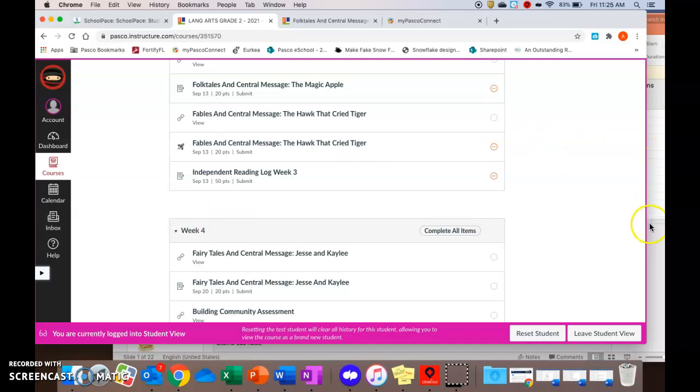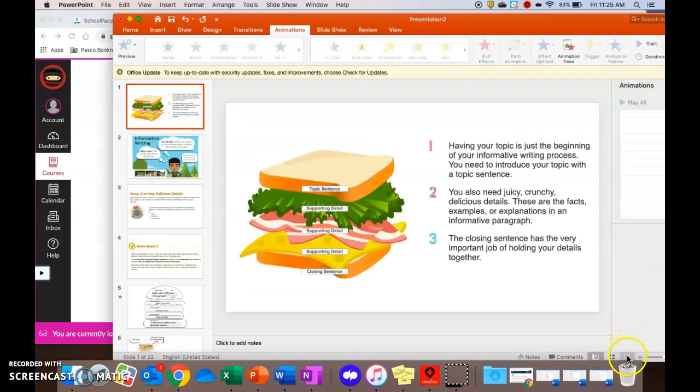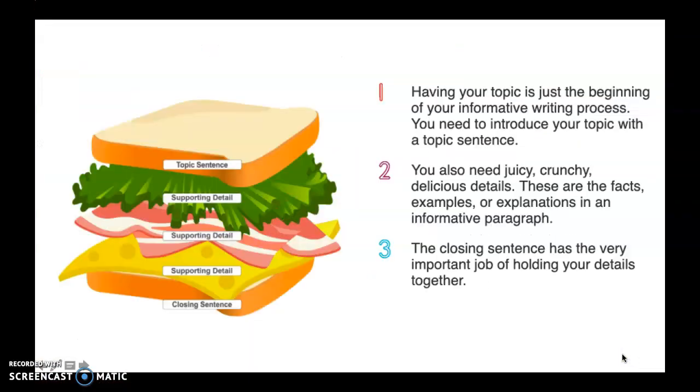So I wanted to go over with you what you saw. So way back in week 1, you were introduced to the idea of this sandwich graphic organizer and how you would write a good paragraph. So it says number 1, having your topic is just the beginning of your informative writing process. You need to introduce your topic with a topic sentence. So that's the first slice of bread.